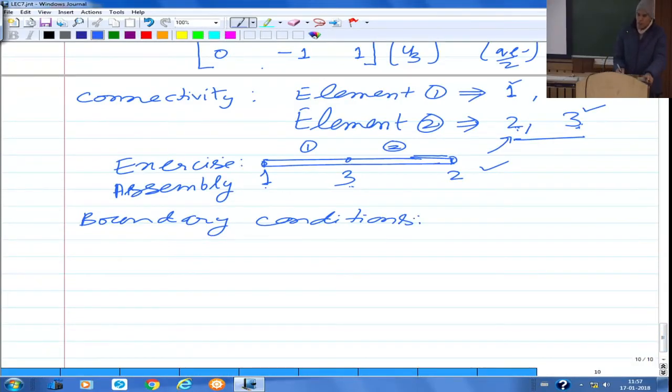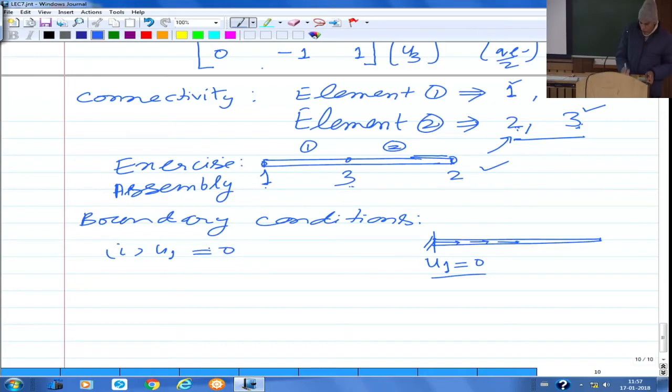Now the boundary condition we look at is the left end. The way I initially stated the problem, it is fixed here and then there is a distributed force. So here u is 0, that means u1 will be 0, because node 1 is here and the rod is fixed there, so u has to be 0. So one boundary condition is that u1 equals 0.